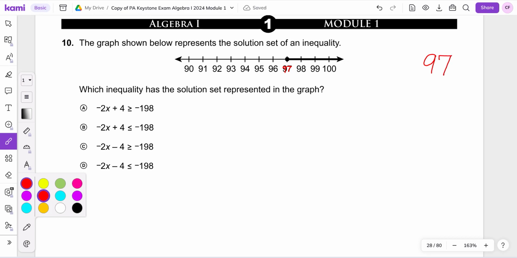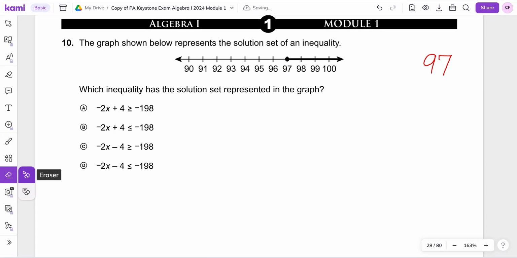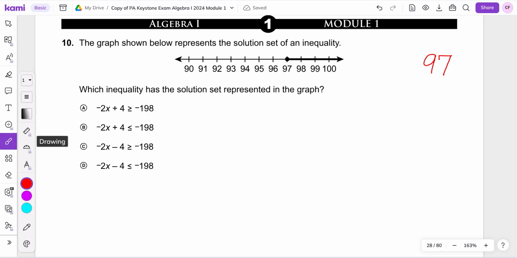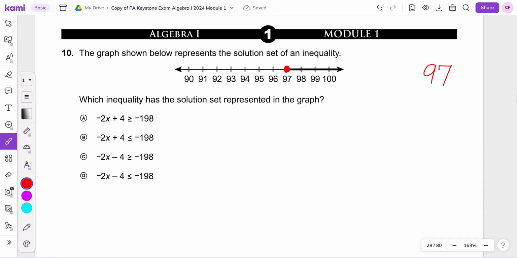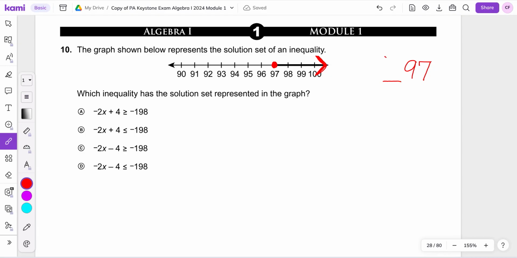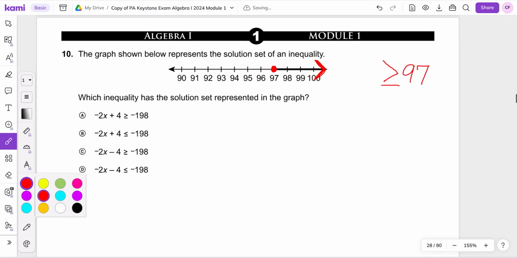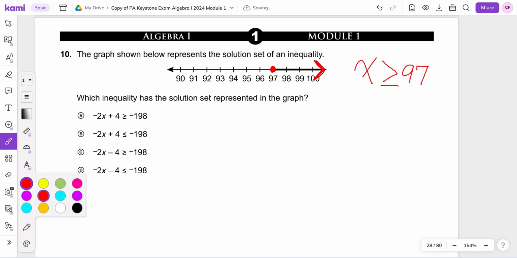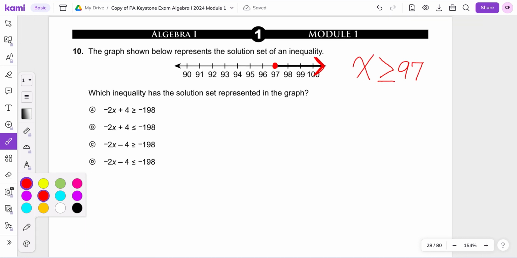Next thing that is helpful is also the type of circle that's in the graph. That circle is a closed circle, which tells us that it could be or equal to. And then lastly, the way that it is shaded, the arrow, and that is now a greater than or equal to symbol. And then we just use any variable we want. The multiple choice options are using x's, so can we.